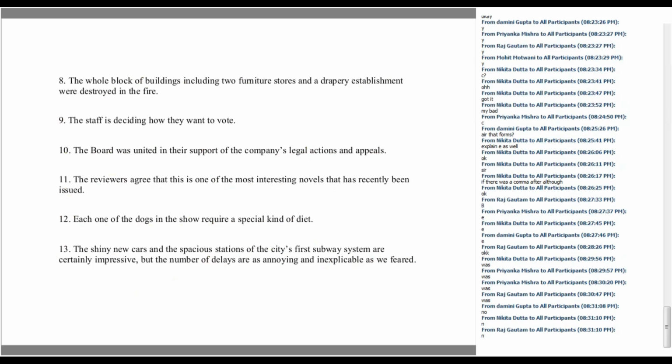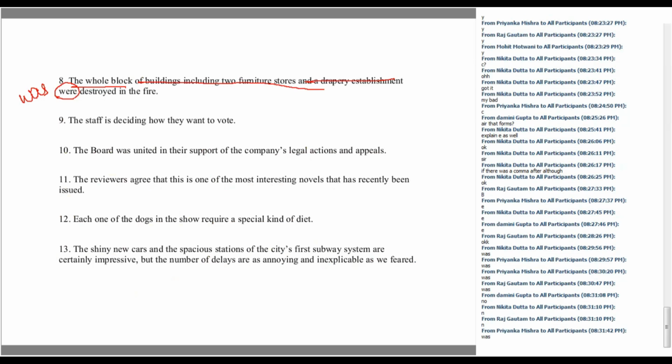Excuse me. Number 8. The whole block of buildings, including 2 furniture stores and a drapery establishment, it is the whole block. Now, this block is of buildings including 2 furniture stores and a drapery establishment. All that is extra information. We're talking about the whole block. It is singular. That is why we will say the whole block was destroyed in the fire.